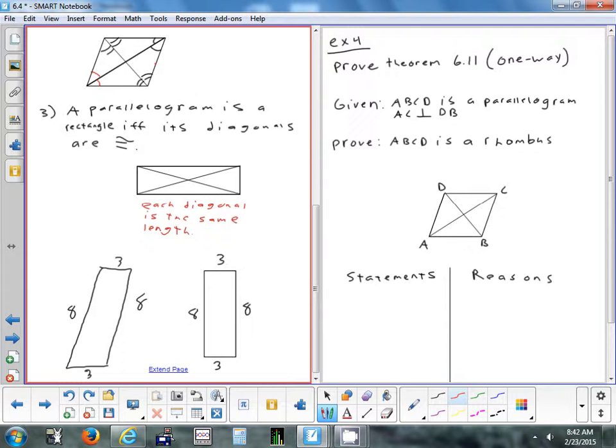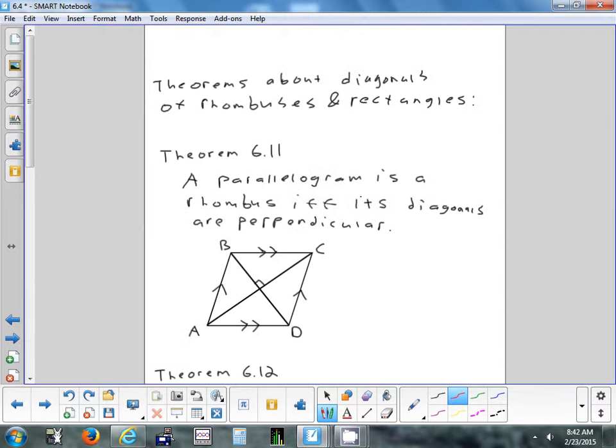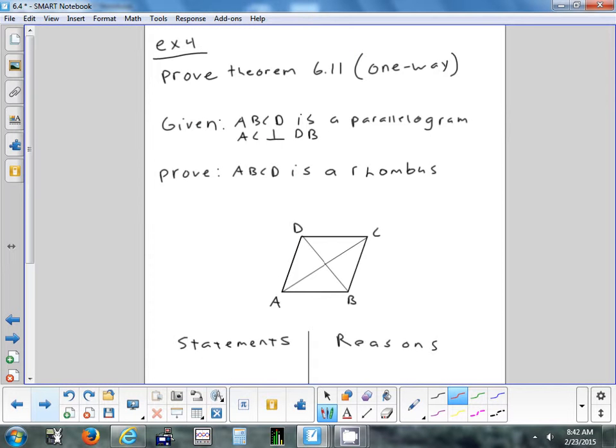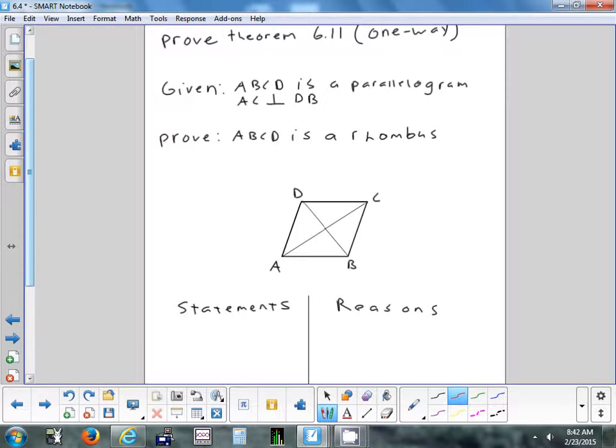All right, let's look at example 4. Okay, for the rest of today, we're going to just focus on theorem 6.11. Okay, we're going to try to show that this statement is true in both directions. Okay, so let's start with this one. First way, we're just going to prove it one way. Okay, it says you're given a parallelogram, and I'm telling you AC is perpendicular to DB. Okay, before we even write statements and reasons, let's start drawing on this diagram.